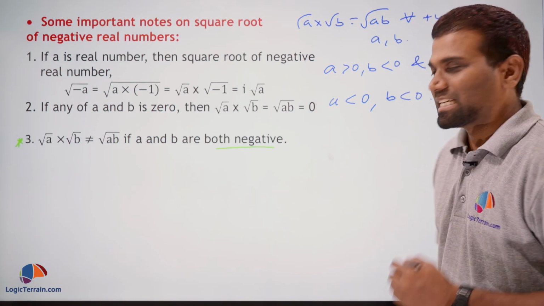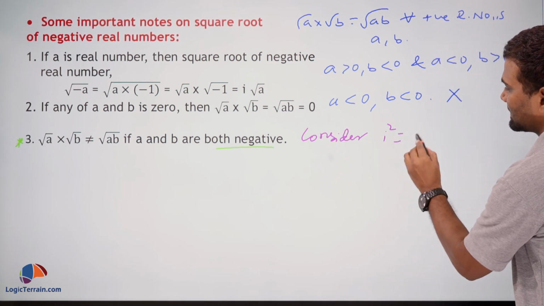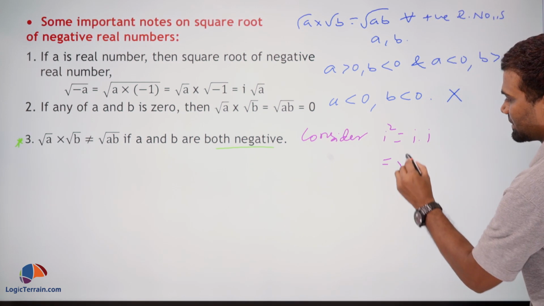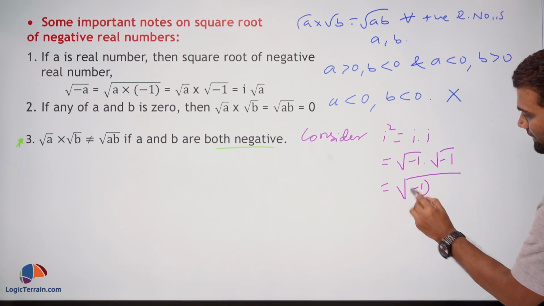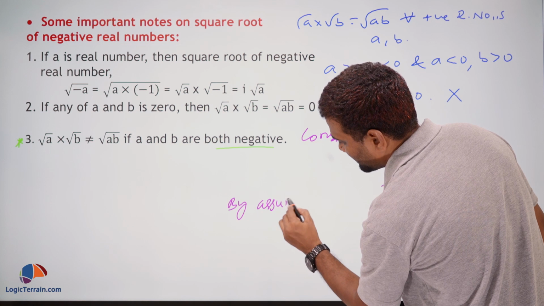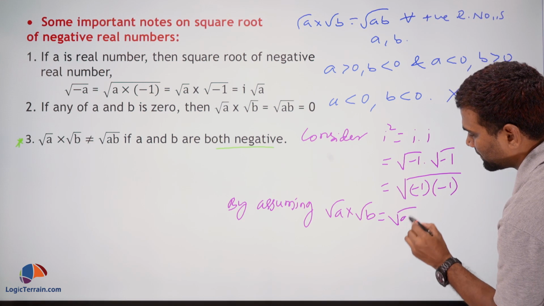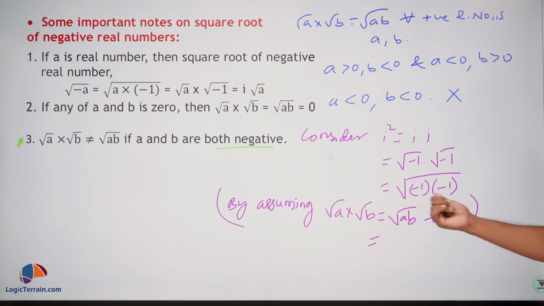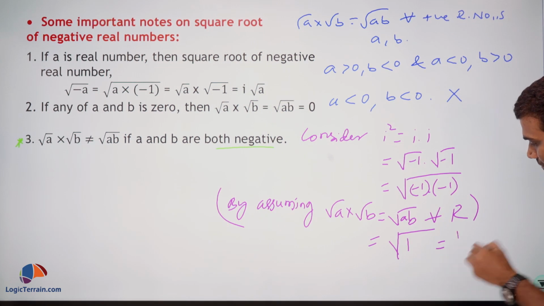Now let us consider i square. Consider i square, that is i into i. We know that i is square root negative 1. So this is equal to square root negative 1 into square root negative 1, which is equal to square root of negative 1 into negative 1. This is by assuming square root a into square root b is equal to square root ab for all real numbers. Then this can be rewritten as square root of 1, which is equal to 1.